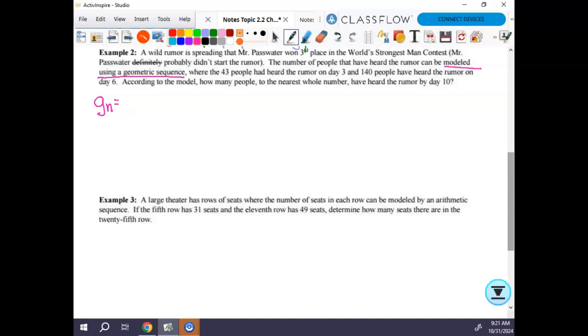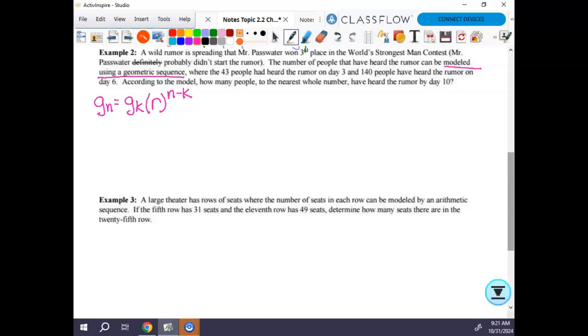So G sub n is equal to G sub k times R to the n minus k, right? So if you wrote that down correctly, you can pat yourself on the back. If it wasn't perfect, fix it and it'll get better.